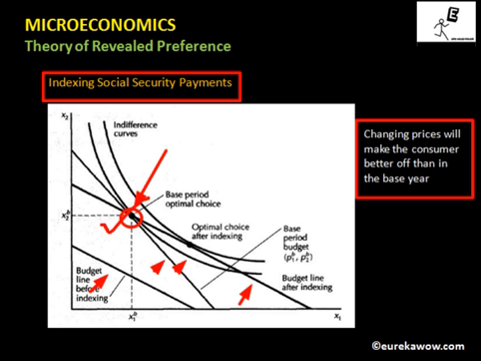Now once indexing has been done, we see that the consumer can move to a higher indifference curve by changing the consumption pattern. So as you can see, the optimal choice after indexing can lie on a higher indifference curve, because this indifference curve is higher than this indifference curve, and as a result the changing of the prices of good 1 as well as good 2 will make the consumer better off than in the base year, because the consumer can go on to a higher indifference curve.